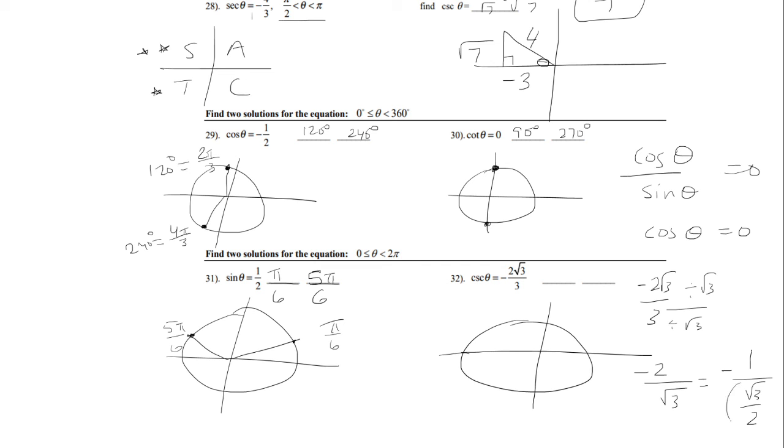And root 3 over 2, that is the sine of an angle that's pi over 3. But because we're in the third and the fourth quadrant, it's going to be 4 pi over 3 and 5 pi over 3. Okay, and that's our answer.